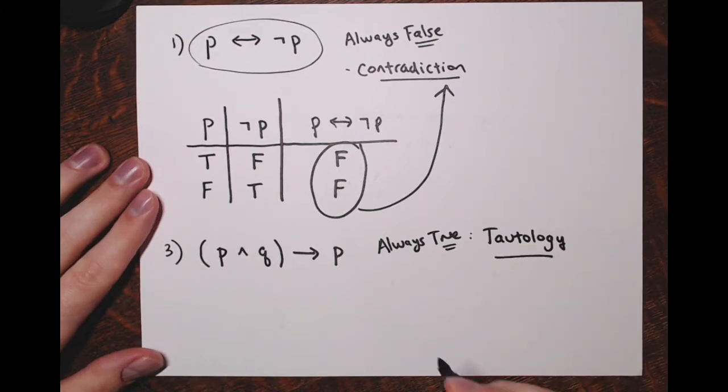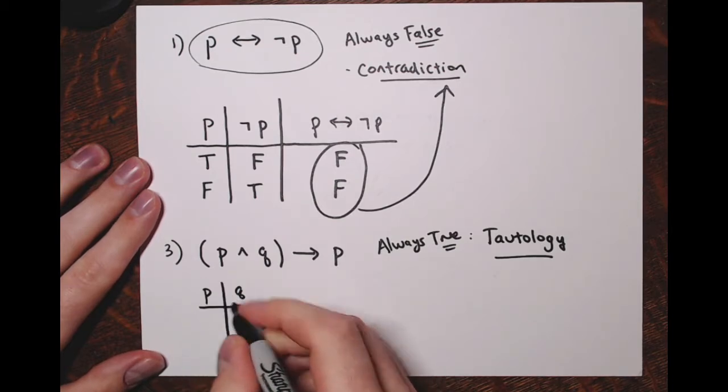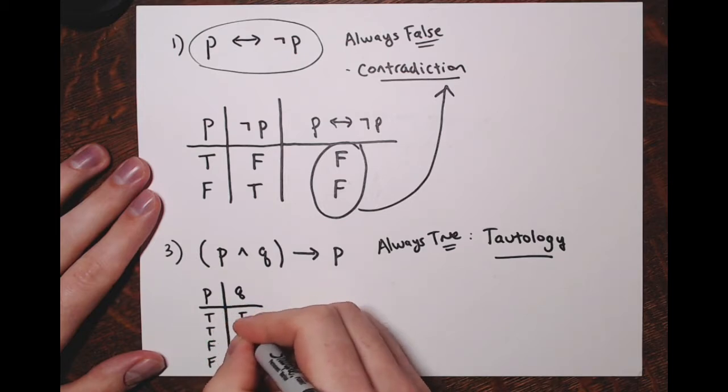So P and Q are showing up here, so this will be 4 rows: 2 trues, 2 falses, and then true, false, true, false.